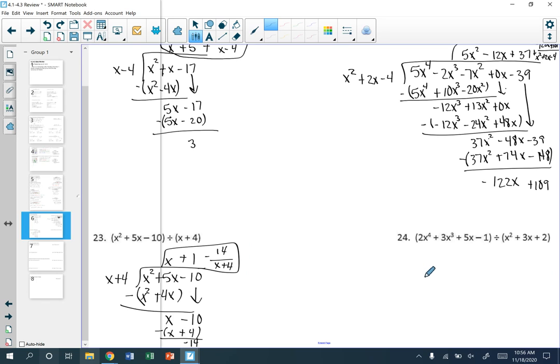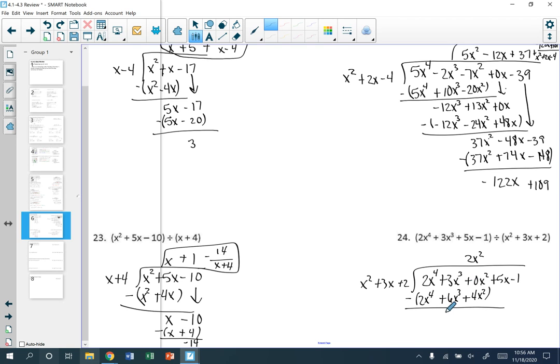Okay, last one here, we have 2x to the 4th plus 3x cubed. Notice we're missing our x squared term, so we need to add in a placeholder for that. Divided by x squared plus 3x plus 2. So I'm going to go ahead and multiply by 2x squared to get that 2x to the 4th, and I get 2x to the 4th plus 6x cubed plus 4x squared.